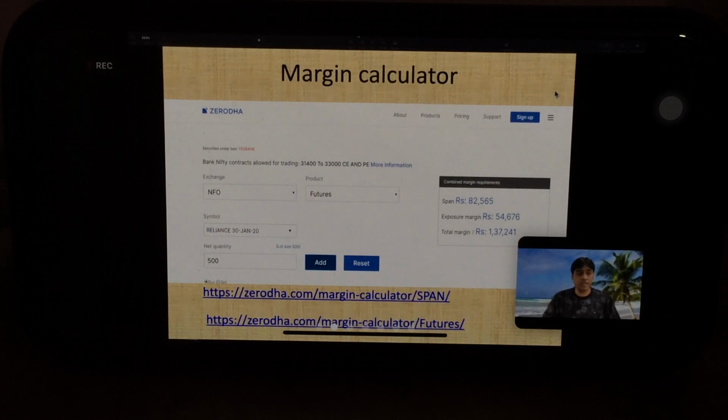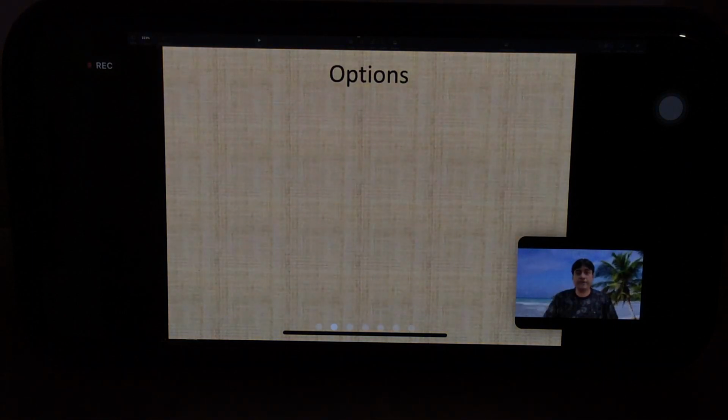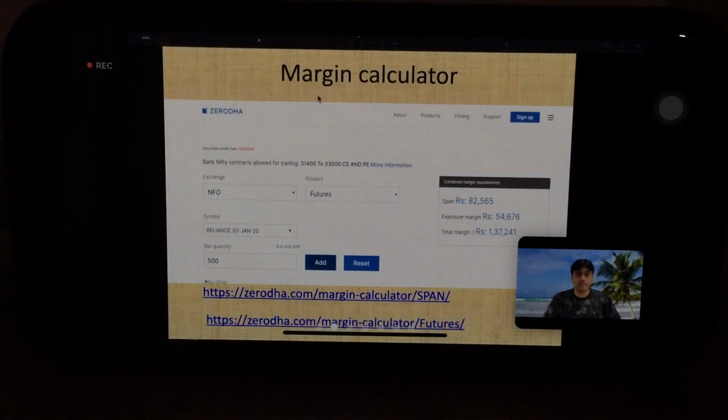So margin calculator, you can use this for knowing how much margin will be needed and probable return what we will be getting, right? So whenever you are going to try, when you will be buying futures, its margin means that much amount will be needed.